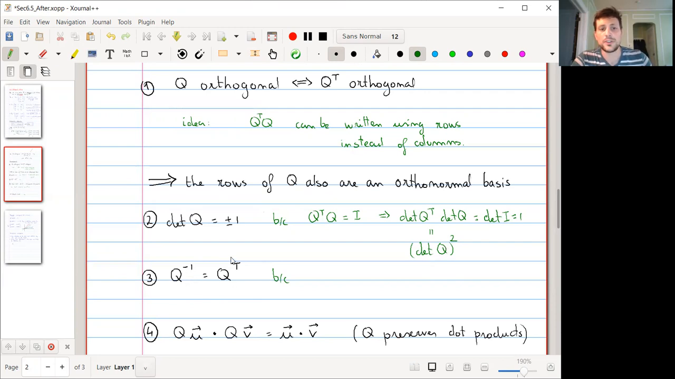The inverse of an orthogonal matrix is its transpose. That's very simple because writing this means exactly that Q transpose is acting as the inverse of Q.